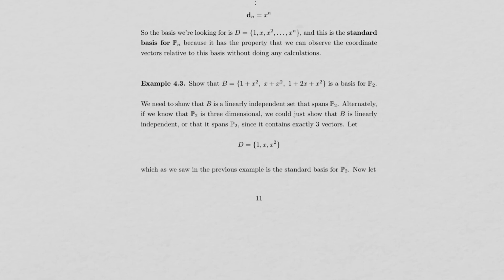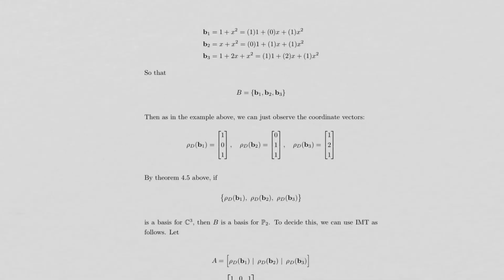At first, it may not be obvious why we're doing what we're doing, but it should become clear at the end. So what I'm going to do is let D be the standard basis for P2, the one that we just talked about in the previous example: 1, x, x squared. I already know this is a basis for P2. This is the standard basis for P2. Then I'm going to take each of the vectors in the set B and label them. I'll call the first one b1, the next one b2, and the last one b3. So B is now this set.